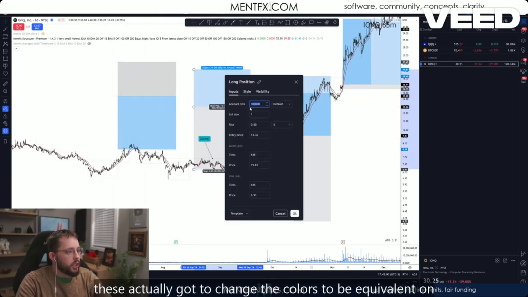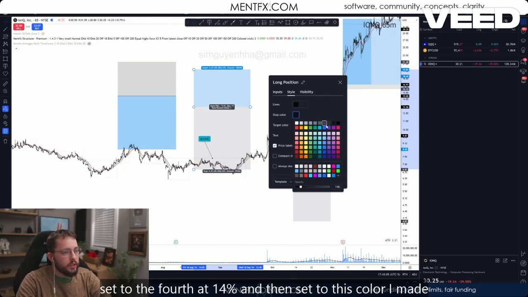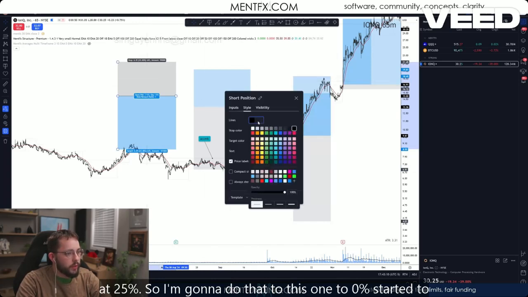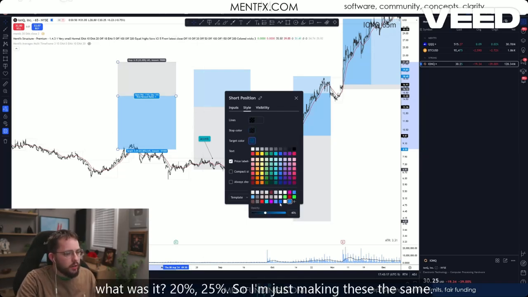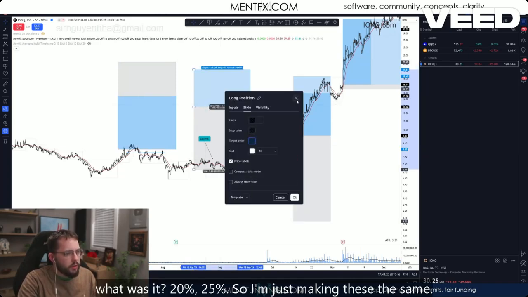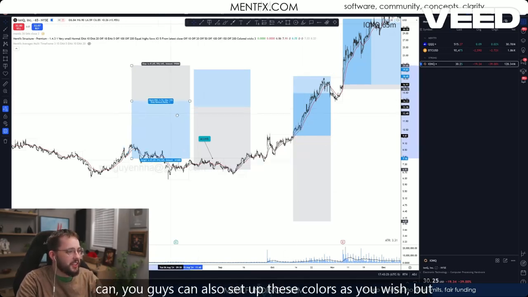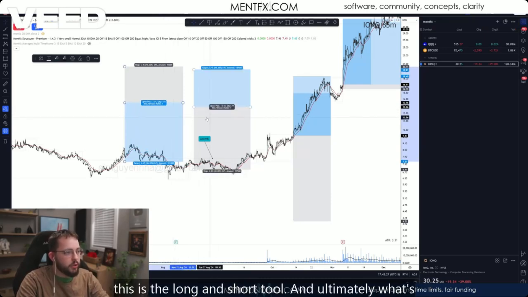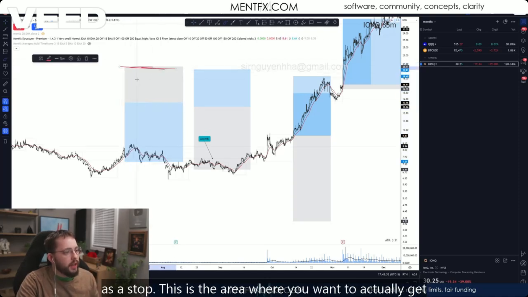I actually have to change the colors to be equivalent on this one, so you can see the line is set to 0, the stop is set to the fourth at 14%, and then set to this color I made at 25%. So I'm going to do that to this one too: 0%, set it to the fourth at around 14%, and set it to this color at around 25%. So I'm just making these the same. This is just for colors; you guys can also set up these colors as you wish, but this is the long and short tool. And ultimately what's happening here is this gray area is acting as a stop. This is the area where you want to actually get out of a trade.